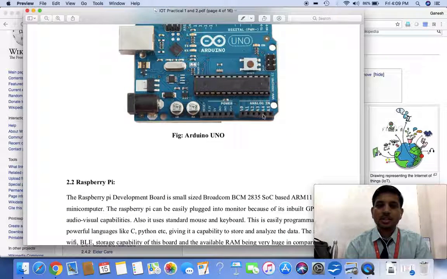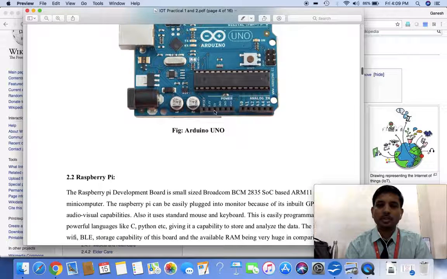There are a total of 6 analog inputs given, that is A0 to A5. So you can connect 6 analog sensors to this Arduino, and here the 5-volt, ground and the Vin power supply is also available.